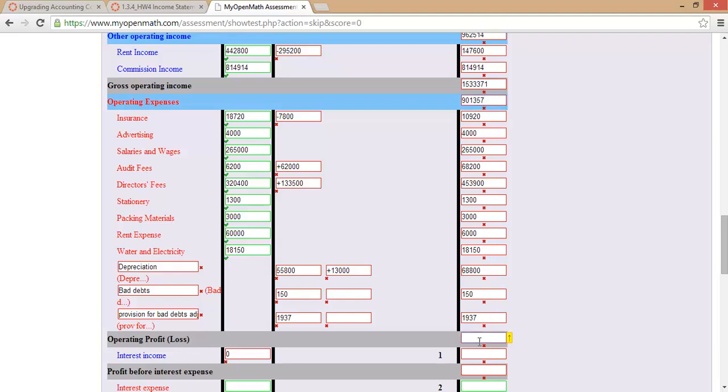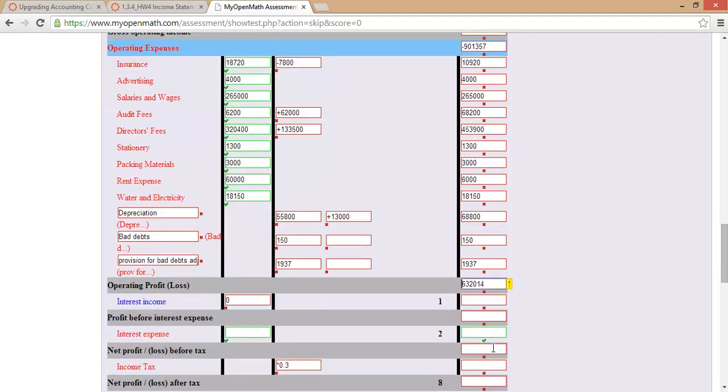So my operating profit and loss is then my previous subtotal, which is the gross operating income, minus my operating expenses. Remember to include the minus for your expenses. That gives you the total 632014, and that is a profit, so we're going to include that as a positive. If it was a loss, you'd have to indicate that with a minus or a bracket. Right, but on this computerized format, please don't use brackets, use the minus.